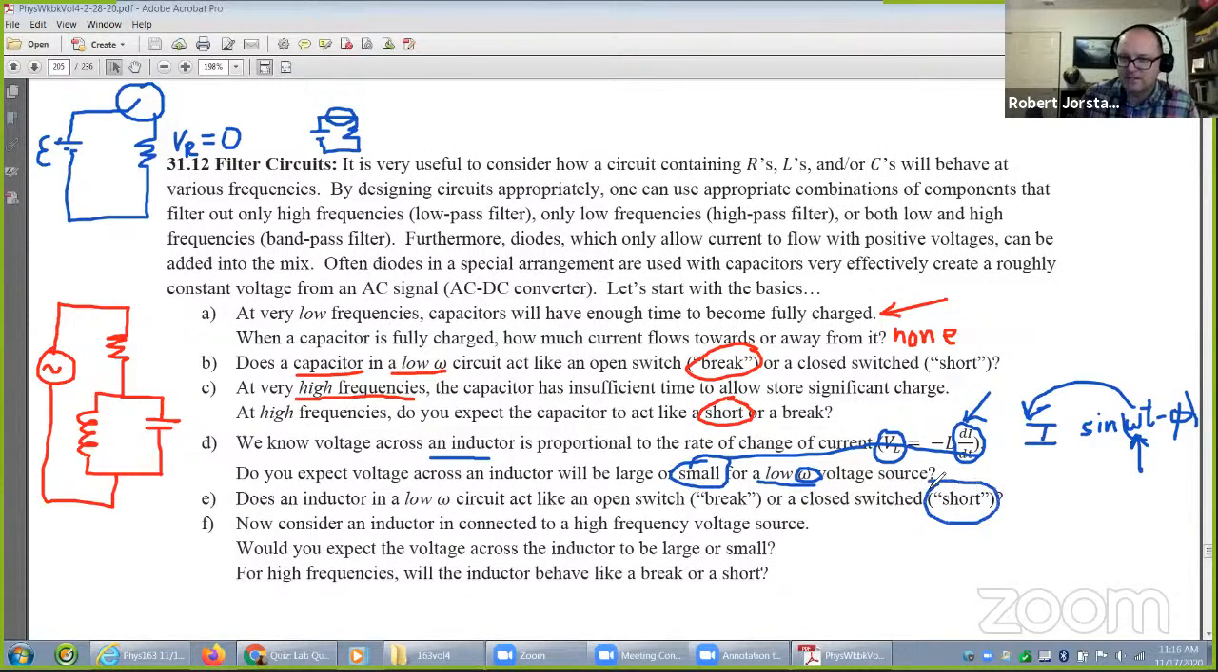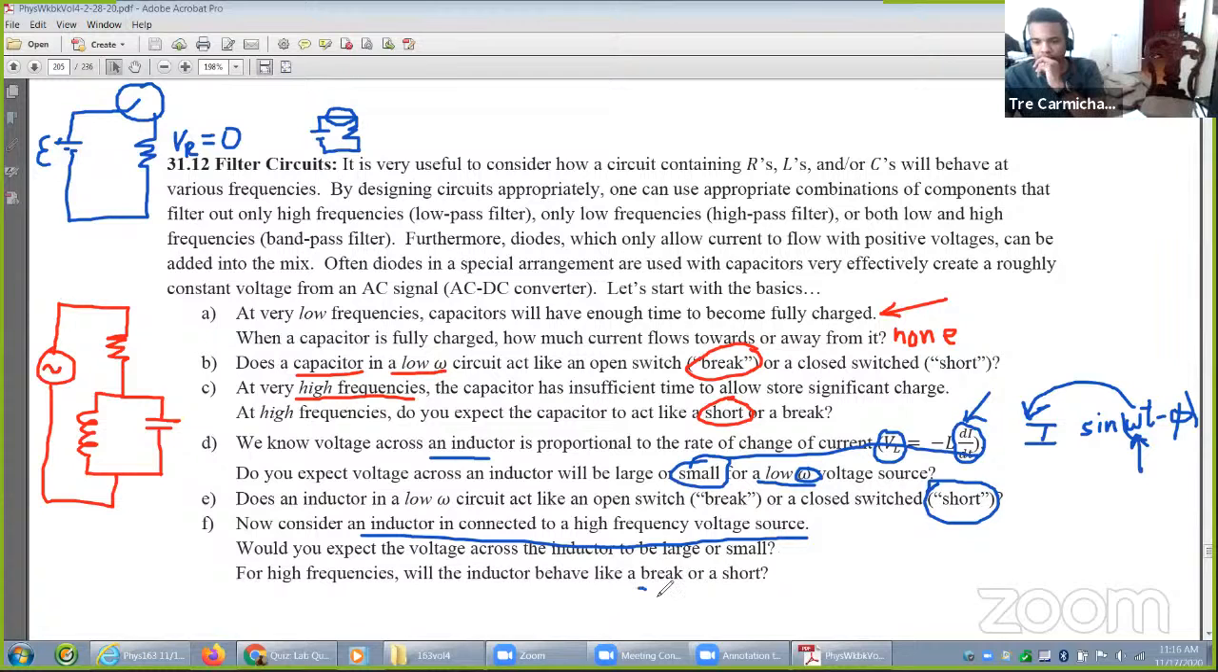So I appreciate you giving that a shot. Did that make any sense? Or any questions about that? Okay. Now, if we put an inductor with a high frequency, take a guess. Is it going to be a break or a short? A break. Okay, so the idea is this.